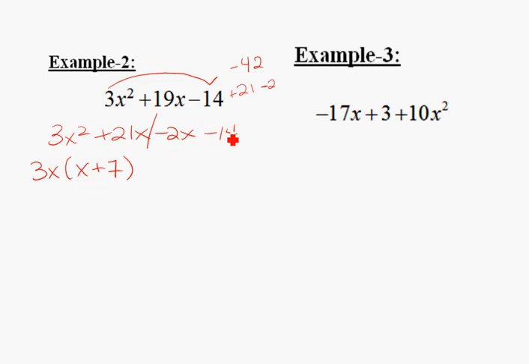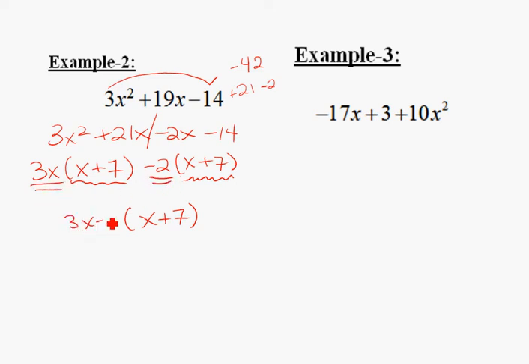So here, there's a 2 common, but we want to get this negative as well. So we're going to take out a negative 2 between these two terms. When we take out the negative 2, we're left with a positive x, and this becomes a positive 7. Therefore, these two match. We bring them down, we get x plus 7, and what's left over, the 3x minus 2, we write as our other linear binomial. So when we factor 3x squared plus 19x minus 14, we get this product of two linear binomials.